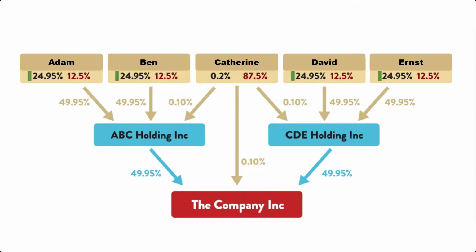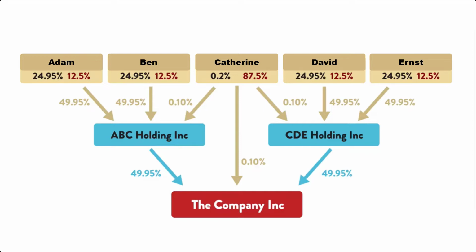This means that Adam, Ben, David, and Ernst each have 24.95% indirect ownership of the company, as indicated by the black numbers in the boxes, but shareholder power of 12.5% each, as indicated by the red numbers in the boxes. By contrast, Catherine has an indirect ownership of 0.2% and shareholder power of 87.5%. Catherine is a very small owner when you look solely at her indirect ownership, but it is by far the most dominant owner when you look at her shareholder power.